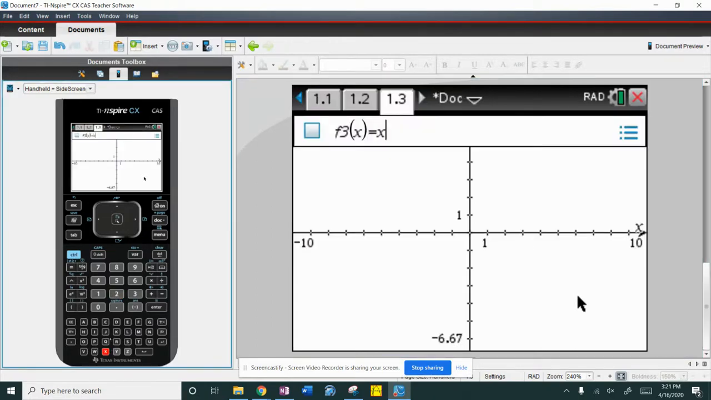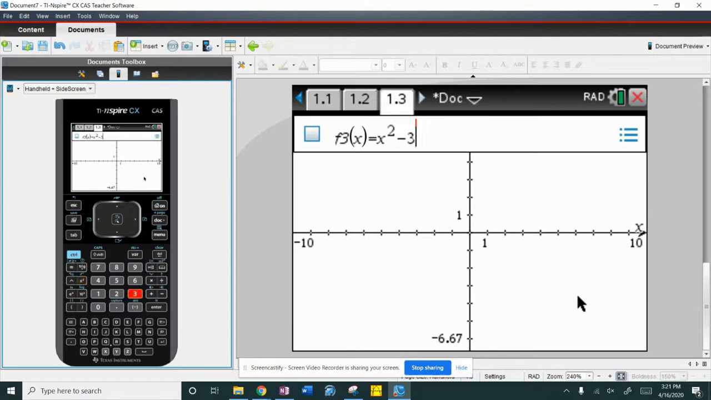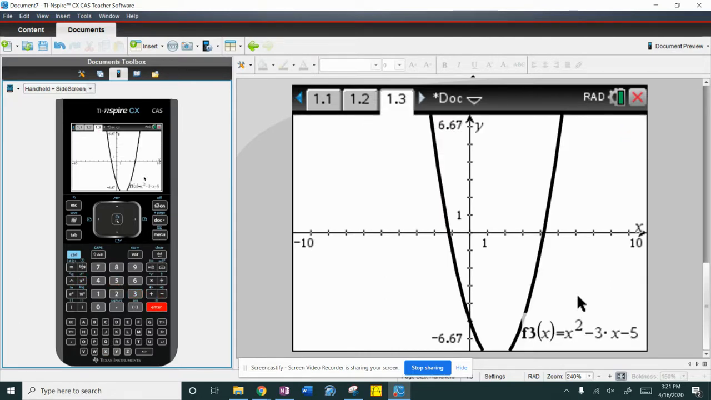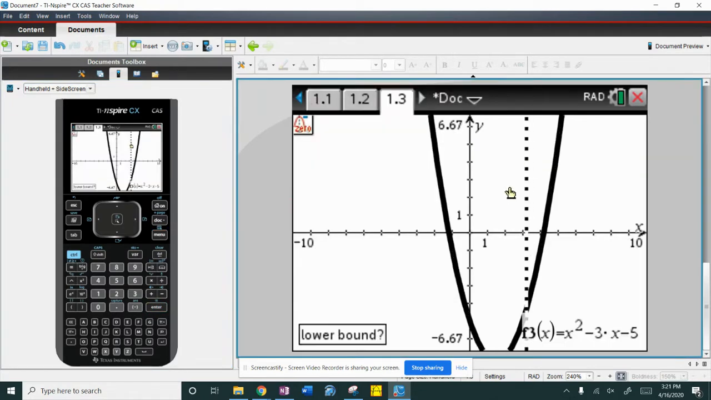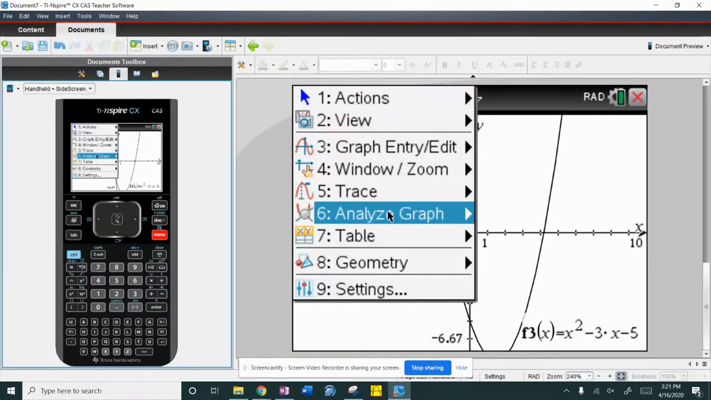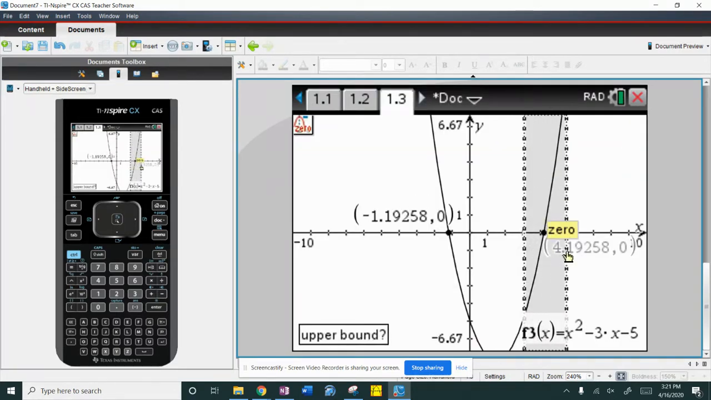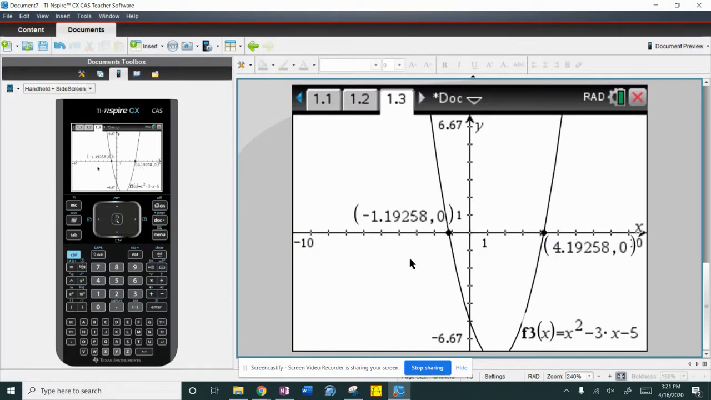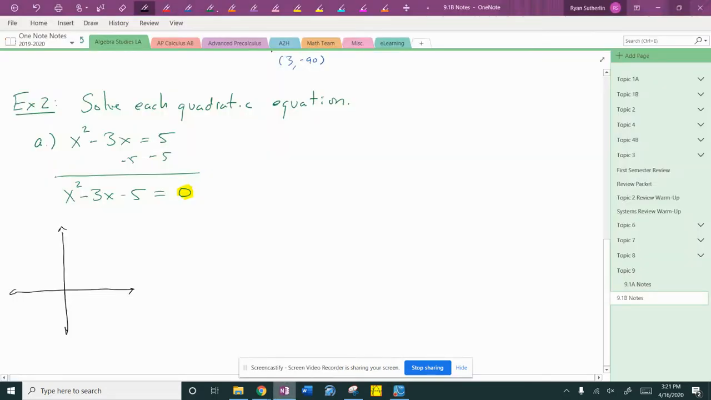So we have x squared minus 3x minus 5. I can see both zeros, so I'm going to go ahead and analyze the graph and find both of those zeros. So it looks like negative 1.19 and 4.19. So I'm just going to jot that down here in my work. So we have negative 1.19 and 4.19.